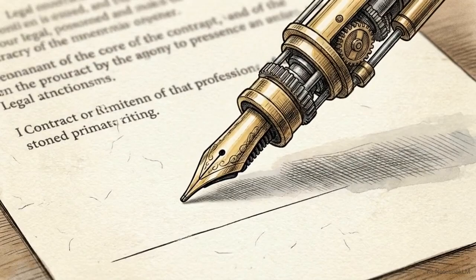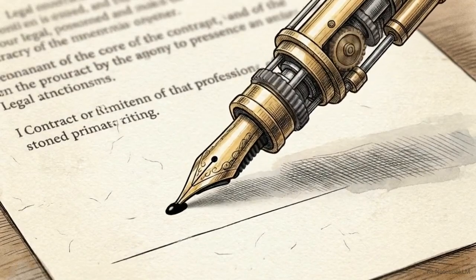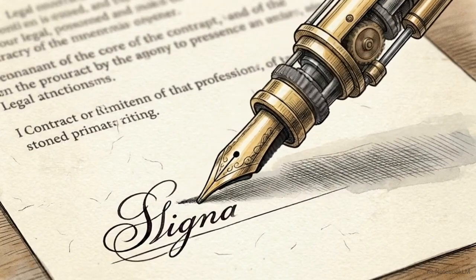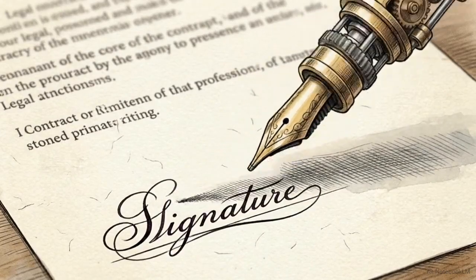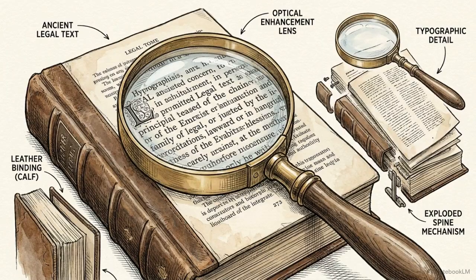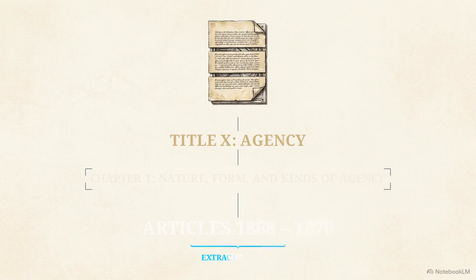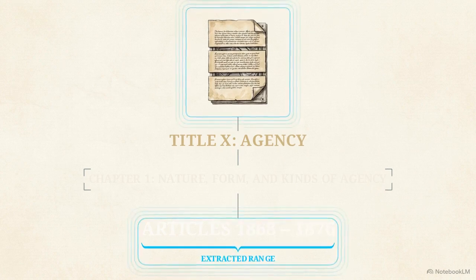A single signature can legally bind a third party, transfer fortunes, and create massive liabilities, all without the principal ever stepping foot in the room. To understand how this mechanism operates, we are conducting a forensic audit of the Philippine New Civil Code, specifically Title 10, Chapter 1. That encompasses Articles 1868 through 1876.